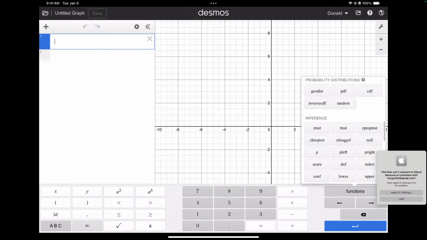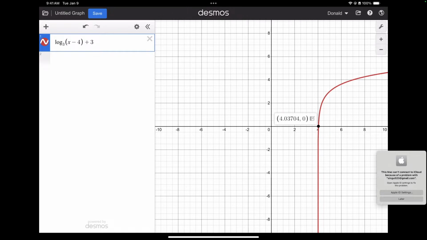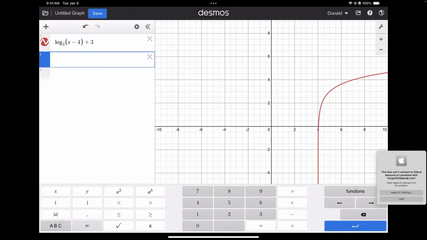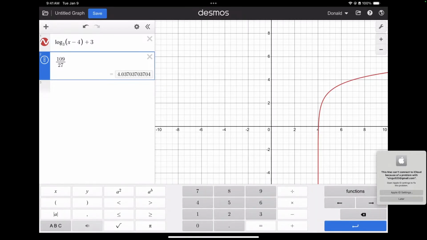I'm going to change it to a different log base, so you have to be able to do this. It's a different base. This different base of 3, and this one is going to be x minus 4, and then plus 3, and plus 3, like this. And you can see that this one's 4.03704. Now you can type in your answer, which was 109 over 27. So you got the same thing, 4.037. So that means your answer is right.